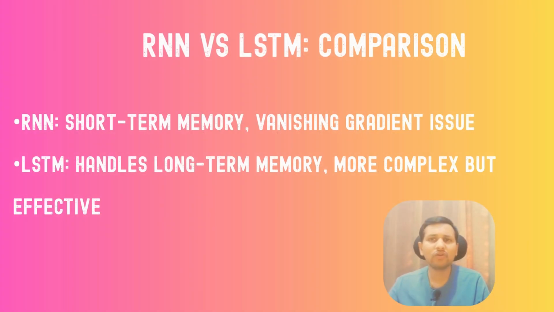Now when we do the comparison, the short-term memory and vanishing gradient issue is resolved using LSTM, but it is present in a normal RNN. LSTM is more complex, but it is more effective than RNN. And for long-term dependencies, we can solve complex problems using LSTM.